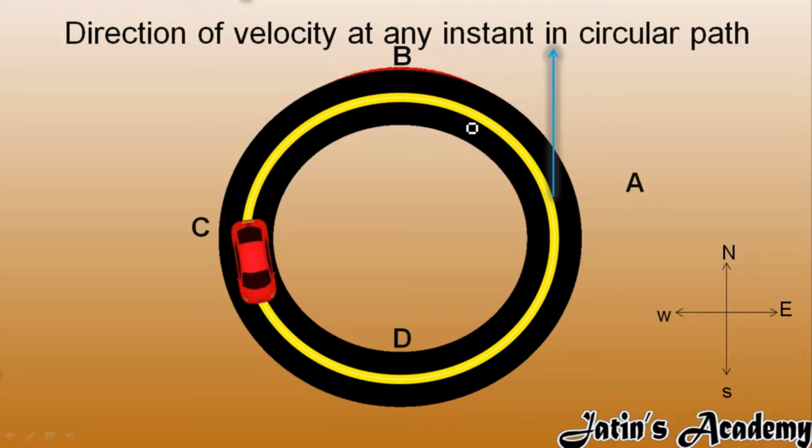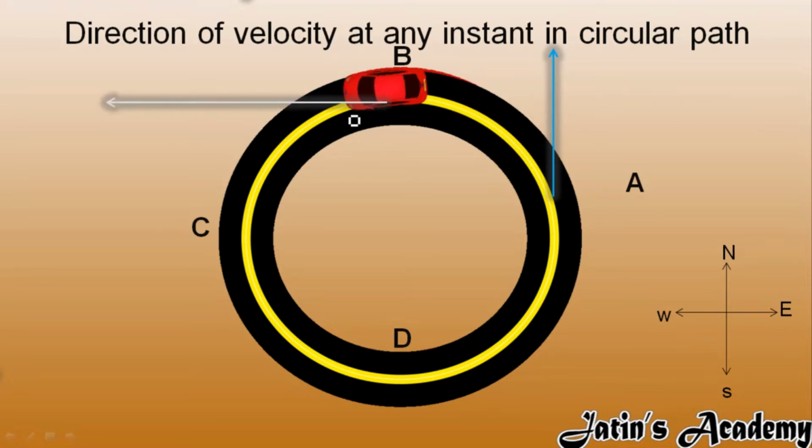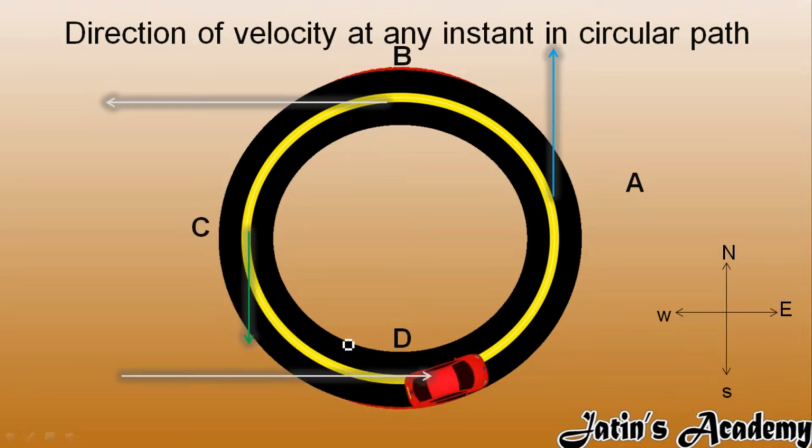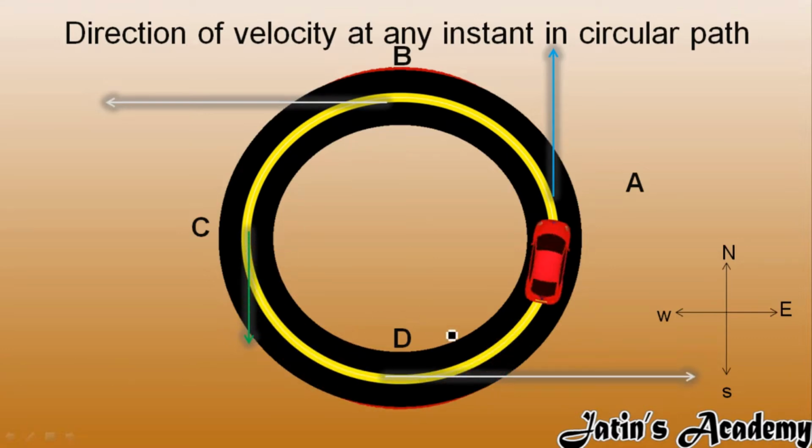Now let's check the direction of velocity at B instant. At B instant we got the direction of velocity in the west. At C instant we got the direction in the south, and at the D instant we got the direction in the east. So what is the meaning of this?